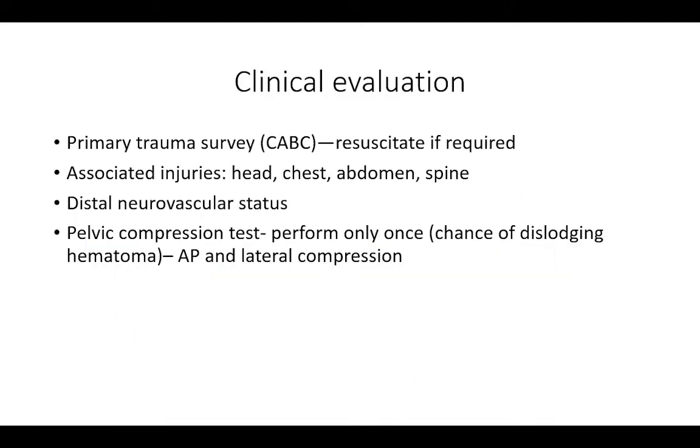For clinical evaluation, the first is doing a primary trauma survey, which is the CABC, which is cervical spine, airway, breathing, and circulation. We must perform initial resuscitation if required. We should also check for associated injuries like to the head, chest, abdomen, spine, as well as the GI system and the genitourinary system. We should check for distal neurovascular status as well as do a pelvic compression test, but it should be only performed once because there is a high chance of dislodging a fracture hematoma, which actually prevents the patient from going into shock many times.